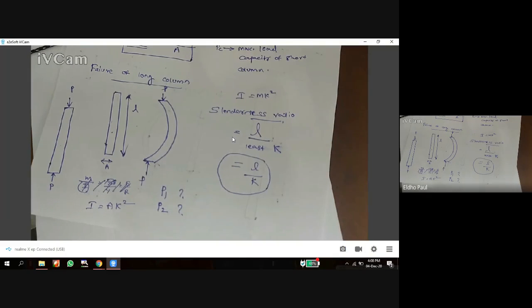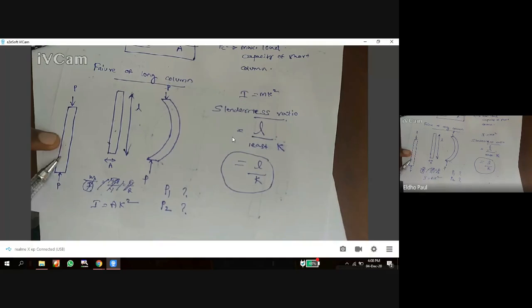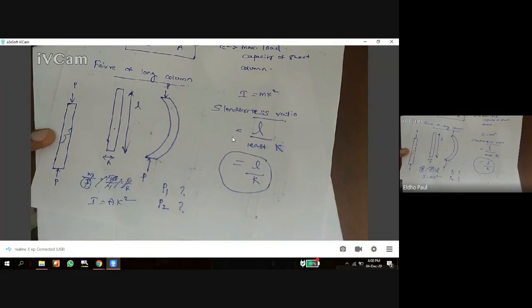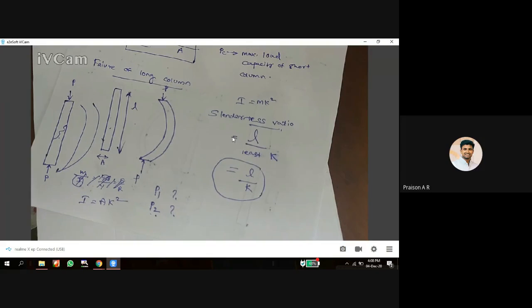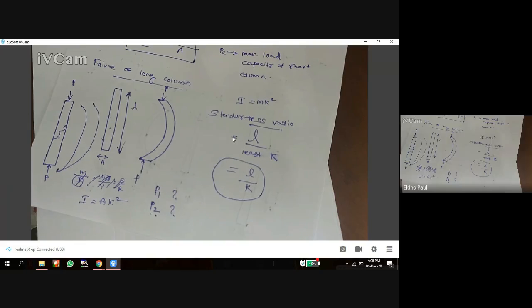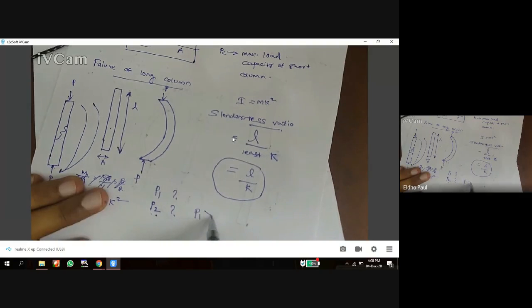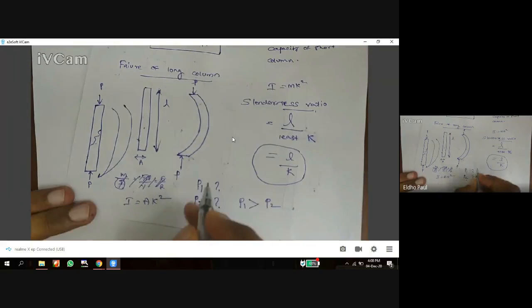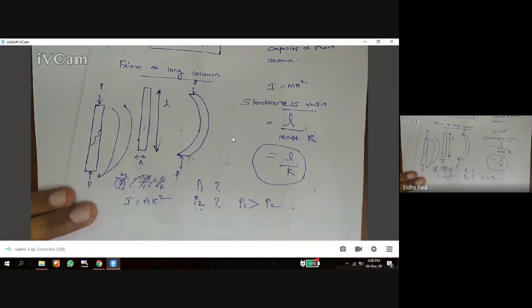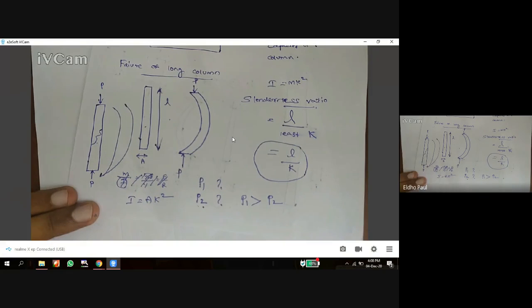Question, I take a long column. This long column fails by crushing when I apply load P1, and fails by buckling when I apply load P2. My question is which one is higher, P1 or P2? P1 will be greater than P2. For example, this long column always fails by buckling. There is no crushing failure for a long column.